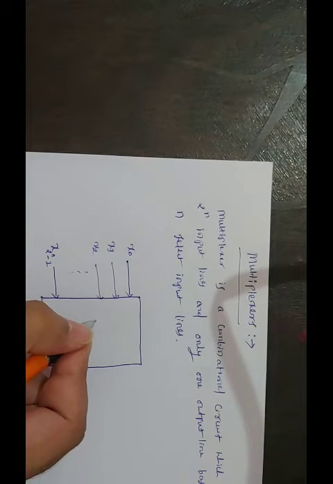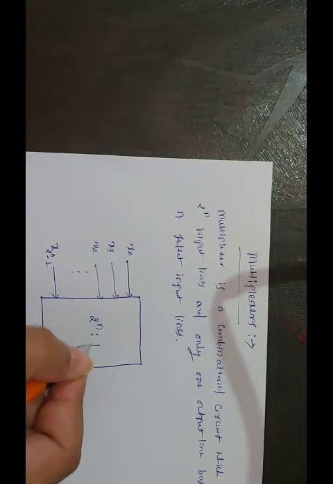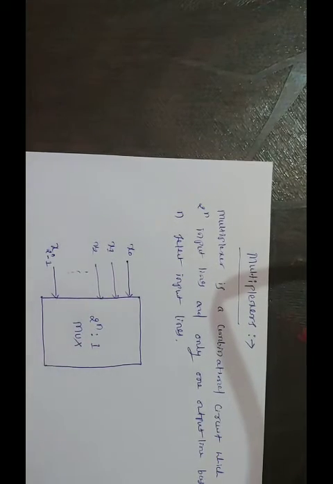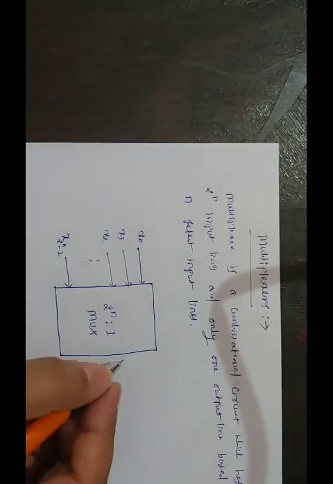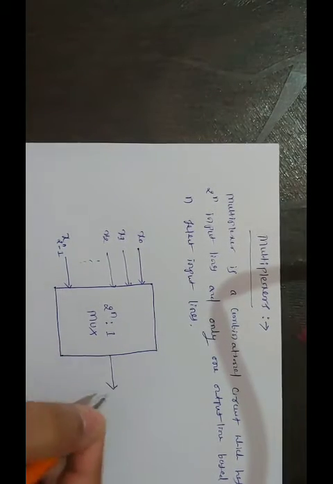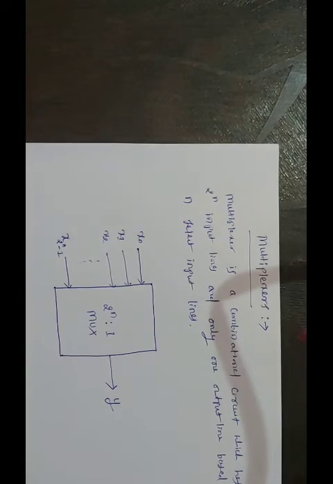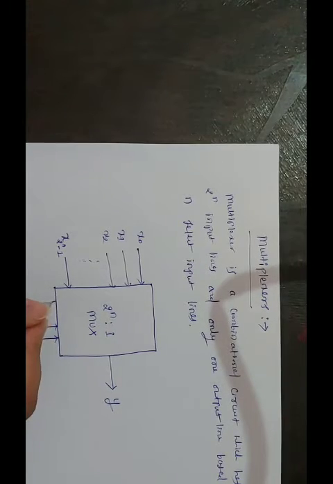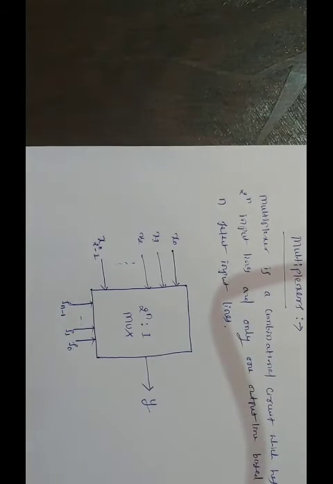Now I am calling this a 2 to the power n to 1 mux. In short, multiplexers are also called mux. There is only one output line, say output y, and it has n select input lines. So look at here, n select input lines. Start with select lines S0, S1, and so on. Once again it has started with S0, so the last line is Sn minus 1. So this is the general block diagram of a multiplexer.